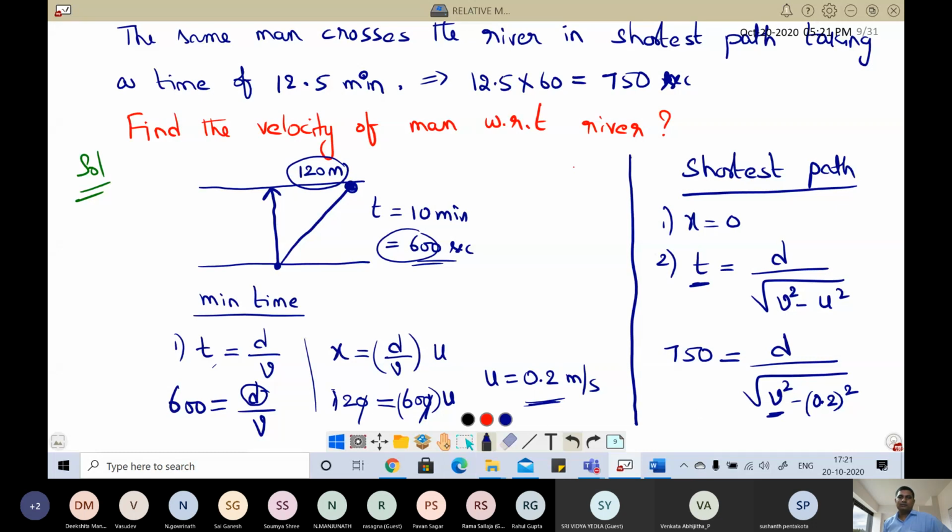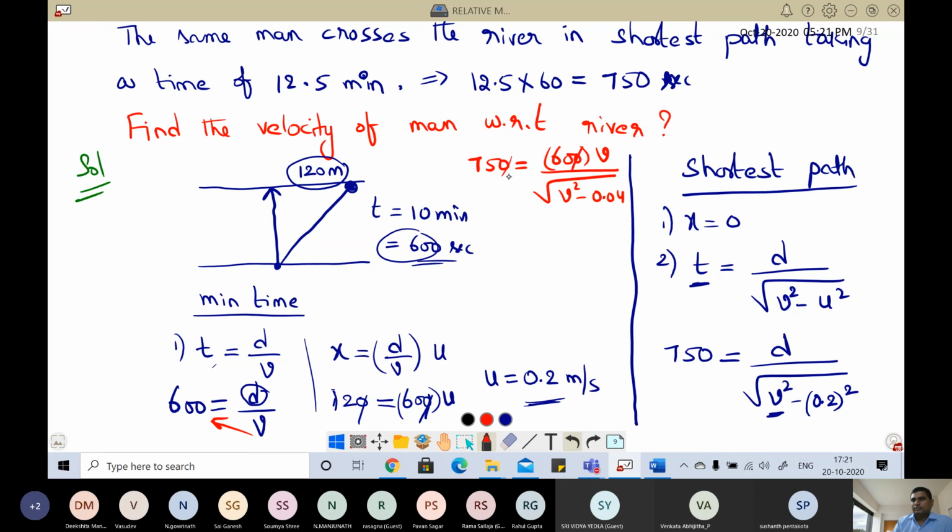This page is not moving, so I'll write it here. So 750 is equal to D, which I'm writing as 600 into V. Correct or not? So 600 into V divided by under root v square minus 0.04. Now you will get one equation in terms of v.